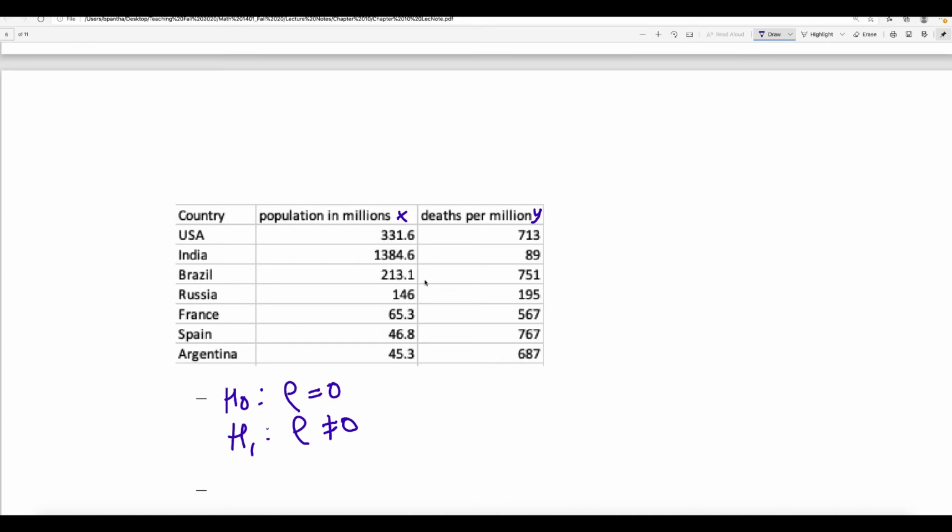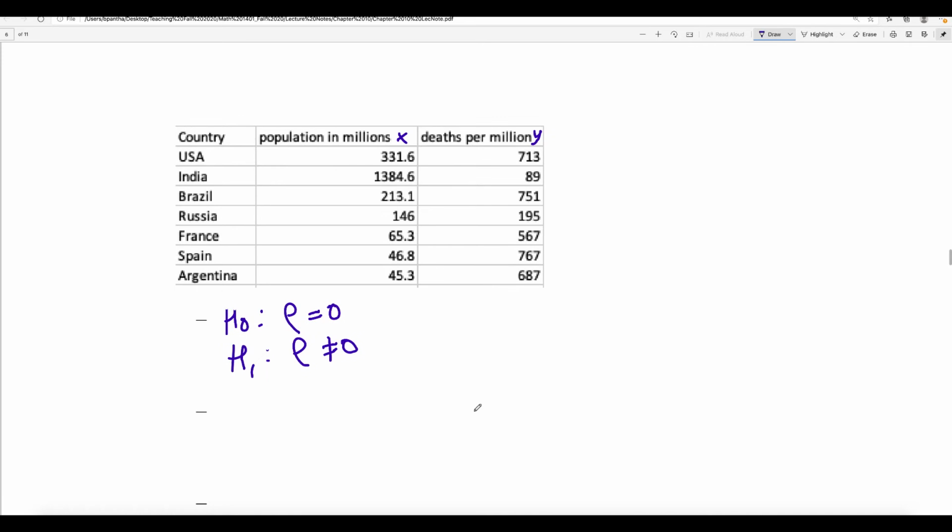Rho is, what does it say, there is no linear relationship between the population and the number of deaths by the COVID. And the alternative says there is a linear relationship between the population of the country and the number of COVID related deaths of that country. Okay, so let us find out the critical value.